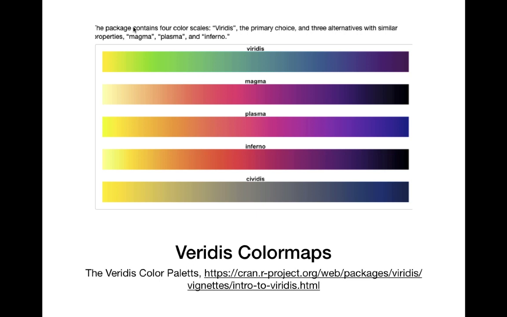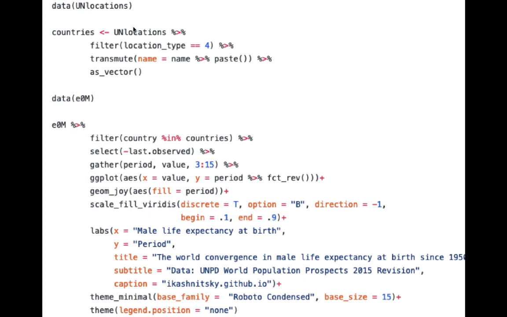Like with names like Magma, Plasma, and Inferno, they're pretty bright and vibrant. So here's his code. I'm not going to go through it line by line, but in ggplot, underneath that is the geom_joy. That's where he calls the ggjoy package. So you call it just like any other geometry, like geom point or geom line. And then underneath that is where he calls the viridis color scales.